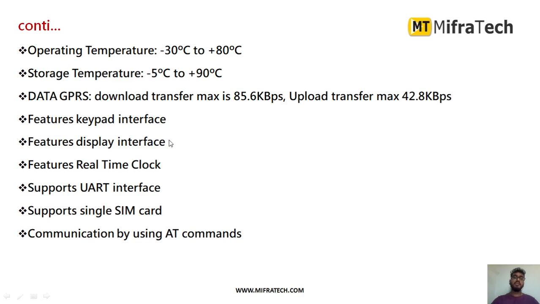The operating temperature is minus 30 degrees Celsius to 80 degrees Celsius. The storage temperature is minus 5 degrees Celsius to 90 degrees Celsius. For GPRS data transfer, the maximum download speed is 85.6 kilobits per second. For upload there is a speed of 42.8 kilobits per second.